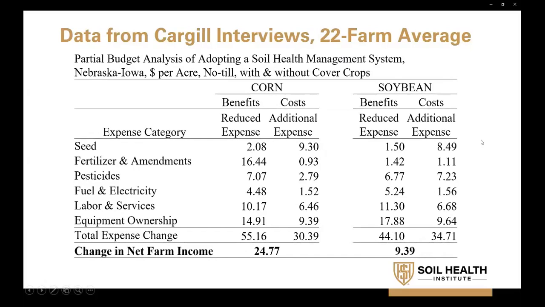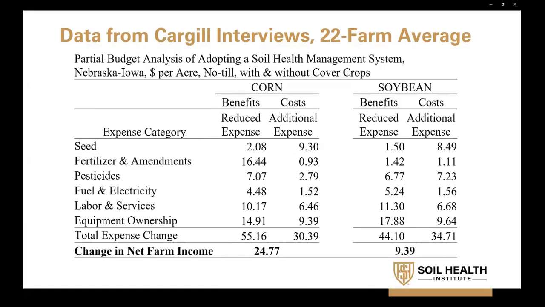These are results from a 22 farm average, Nebraska and Iowa, from our Cargill study. We do see similar results. For corn, the largest category of reduced expenses is for fertilizer and amendments. But coming over and looking at soybeans, we see that in these farms, the average reduction is only $1.42. This is because for soybeans, the only potential reduction is P and K.